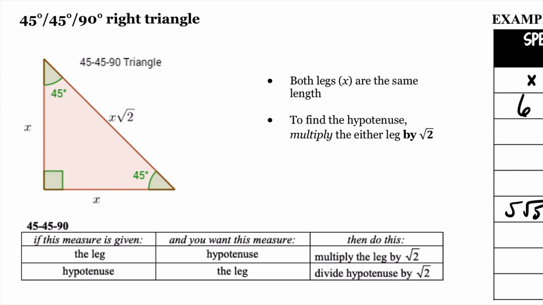Okay? So sometimes they'll put tick marks here. They won't put 45, 45, 90. They'll put tick marks here, like the little blue tick marks. What do those tick marks mean? They're the same. That means it's a 45, 45, 90. So if you find one leg, you can find the other leg. And if you want to find the hypotenuse, you just take whatever you have for the leg and multiply it by the square root of 2. That's it. This one's more cut and dry.